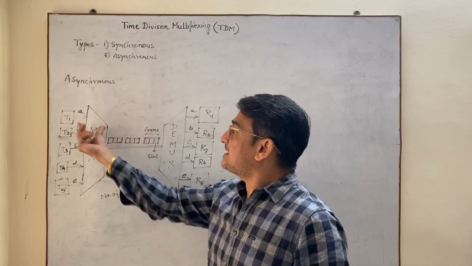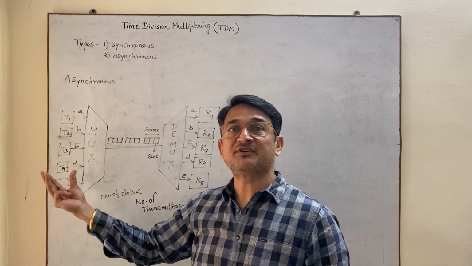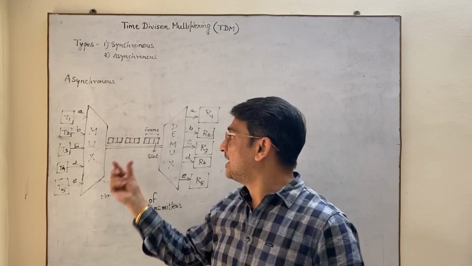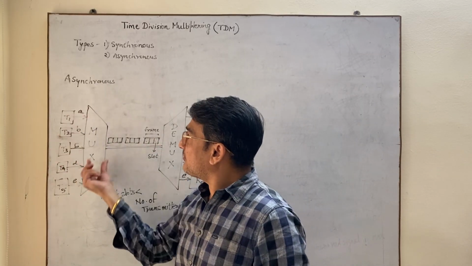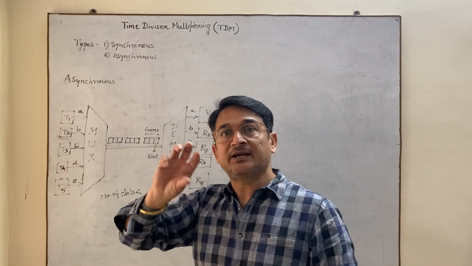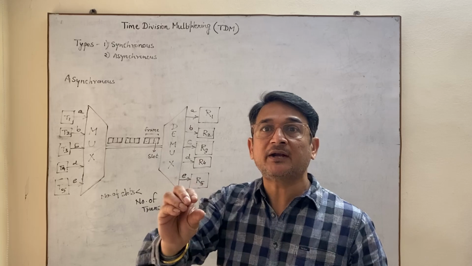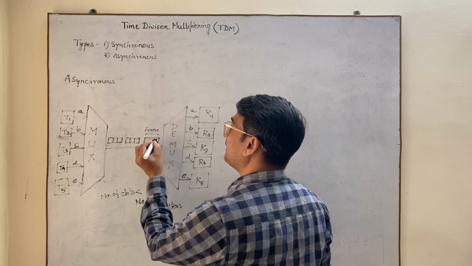So in this case, I have assumed that out of 5 transmitters, 3 are more efficient and 2 are less efficient. So I have kept every frame with 3 slots. Now what will happen? Suppose transmitter 1 has data during its allotted time. It will transmit the data. So A will come here.